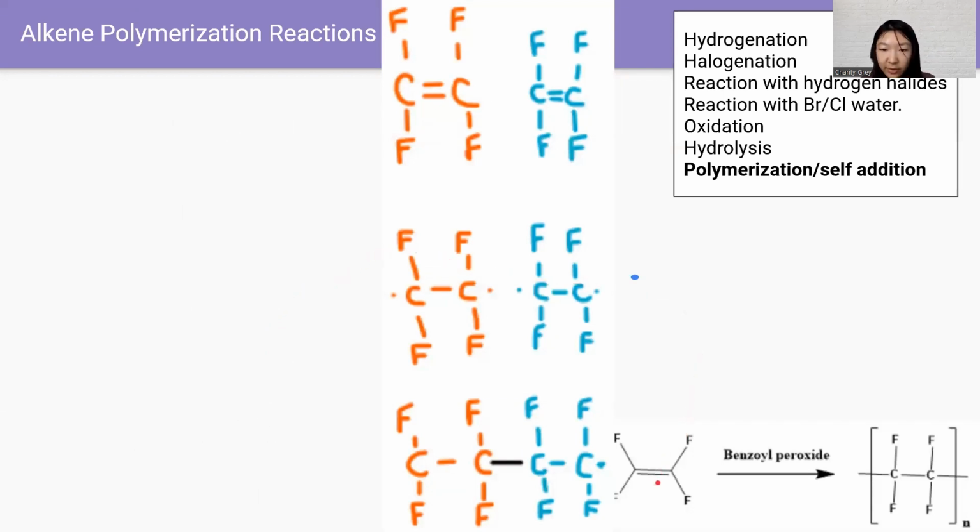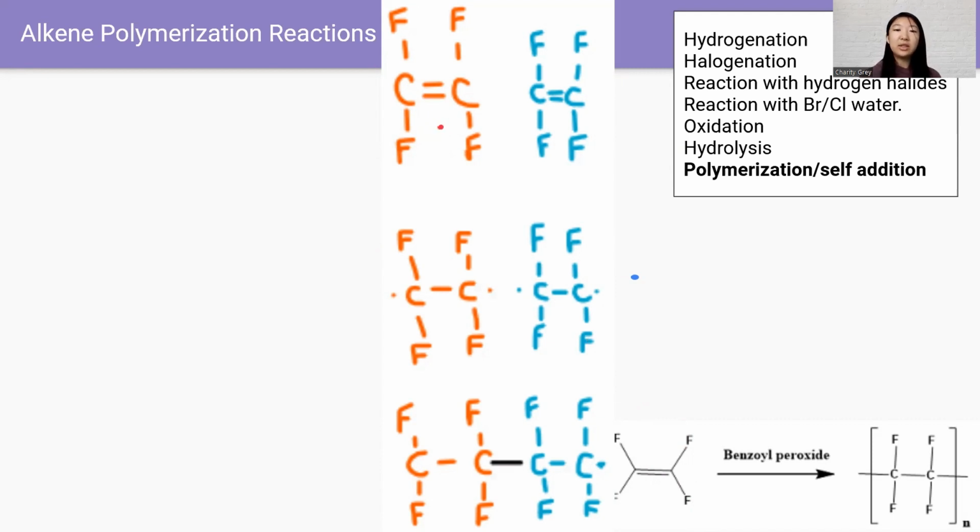Next, you have a very unique one. It is 2 carbons and 4 fluorines. So we know it's ethene, right? But it's got 1,1,2,2-tetrafluoroethene.